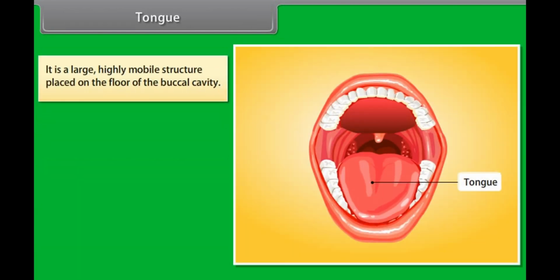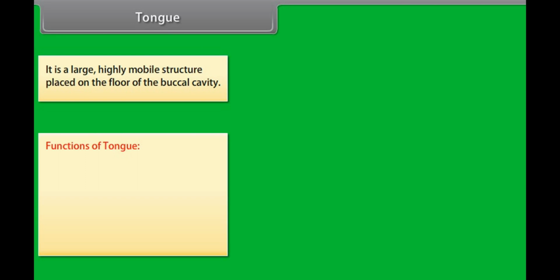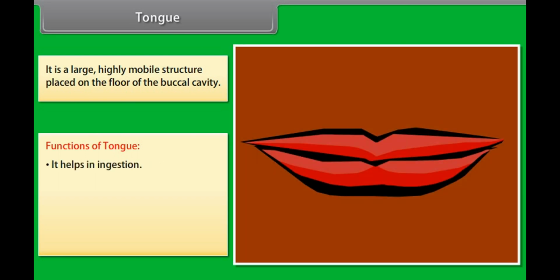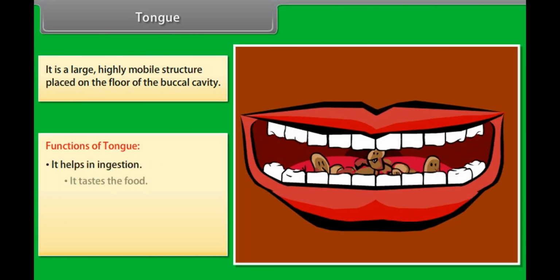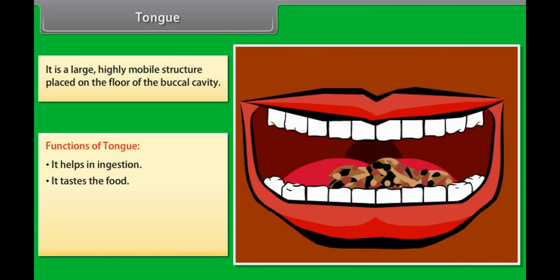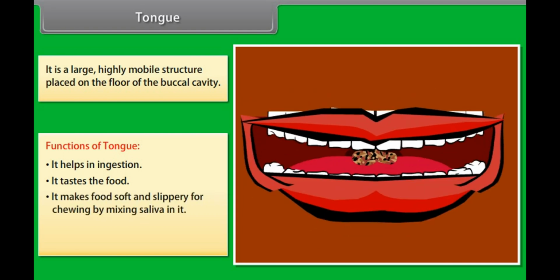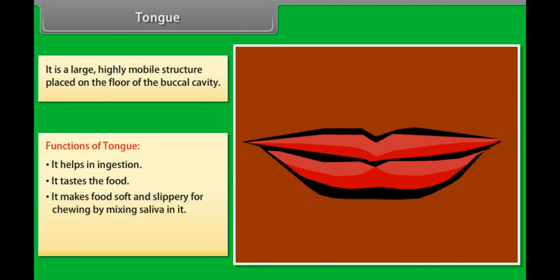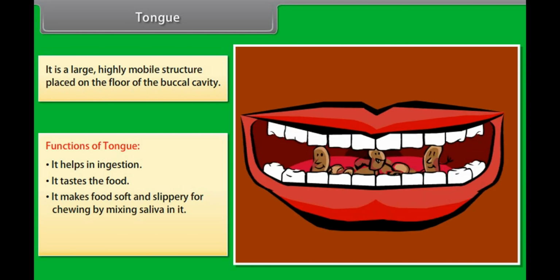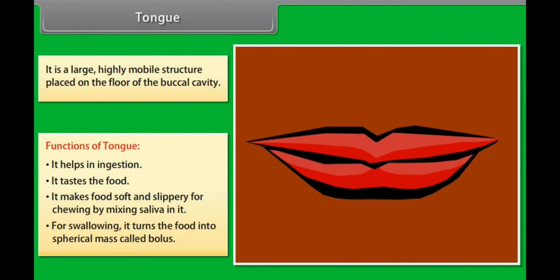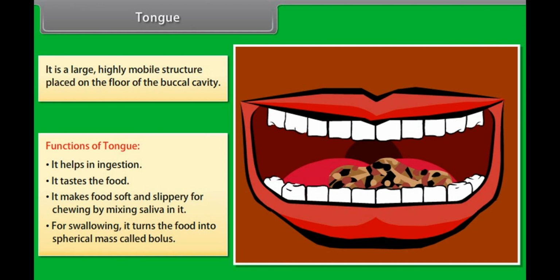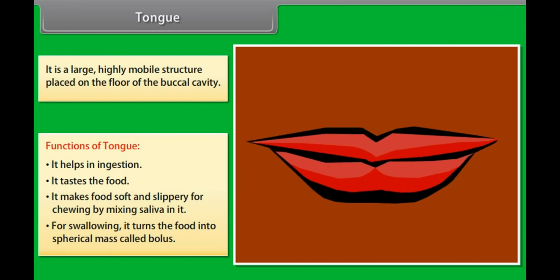Tongue. It is a large, highly mobile structure placed on the floor of the buccal cavity. Functions of the tongue. It helps in ingestion. It tastes the food. It makes food soft and slippery for chewing by mixing saliva in it. For swallowing, it turns the food into a spherical mass called a bolus.